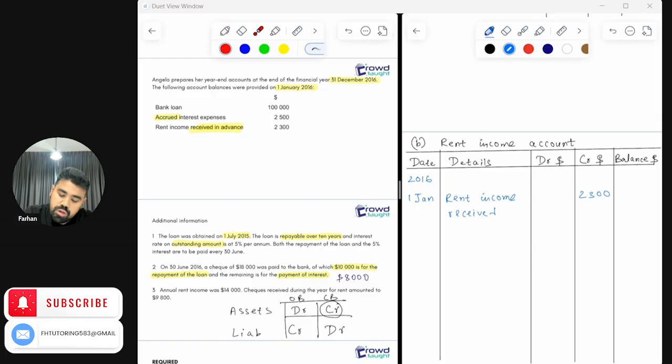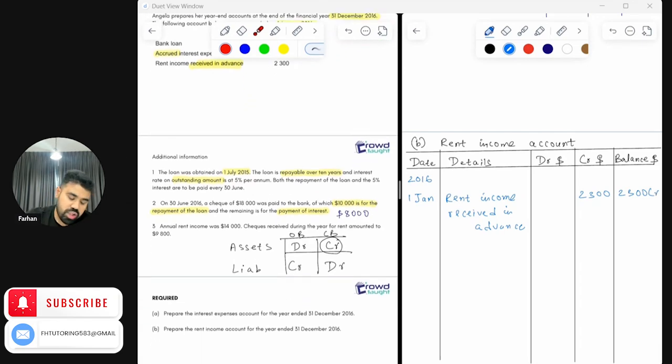So rent income received in advance leaves us with the net balance at the end of 2,300 credit. We have no information relevant to rent income in the first and second additional information, but in the third one, we do. It's mentioned that annual rent income was $14,000 and checks received during the year for rent amounted to $9,800.